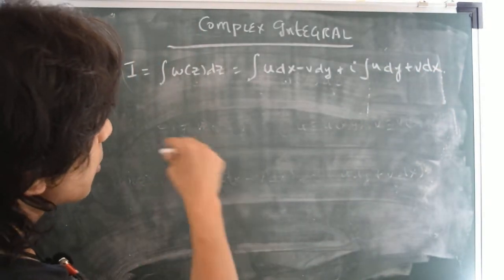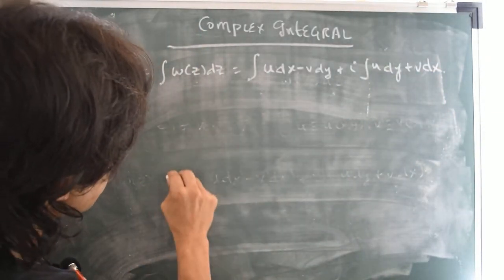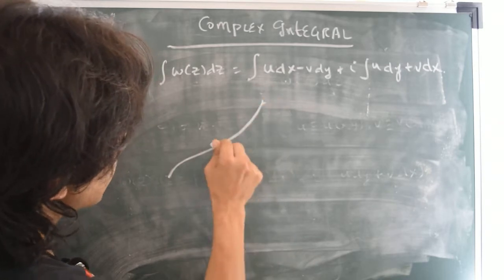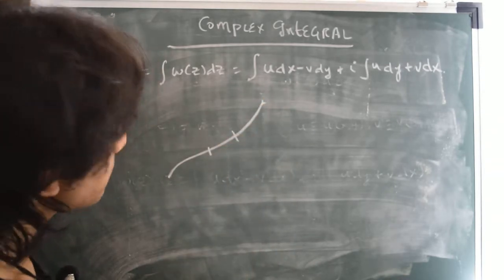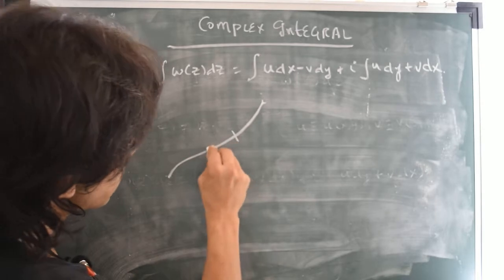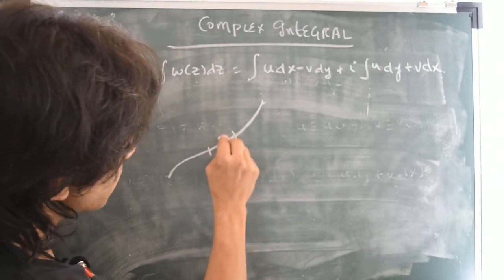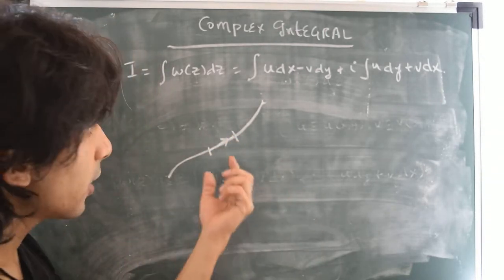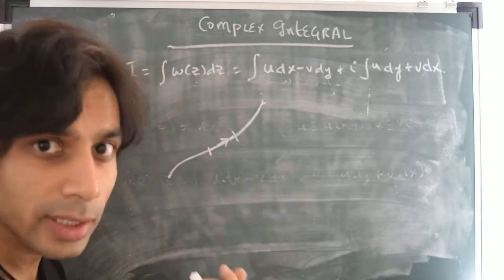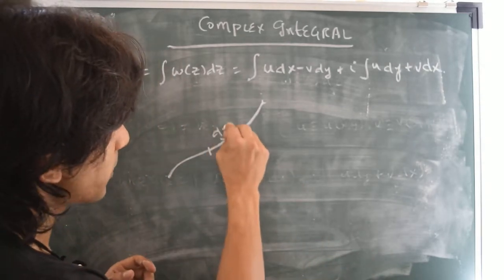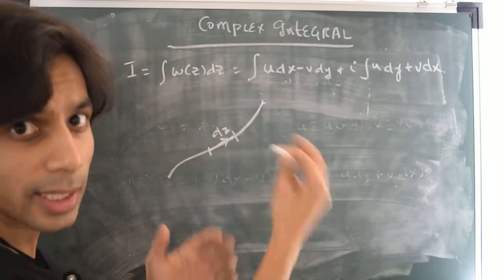Okay, now let's say this is the curve that we were talking about, and we are at some point on the curve here. So first of all, the complex number dz we can think of as lying along the tangent to the curve. So the dz complex number is along the direction of the curve, so it's like the tangent.